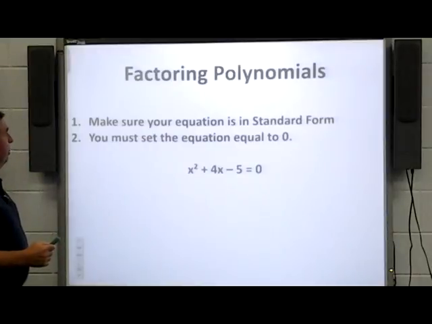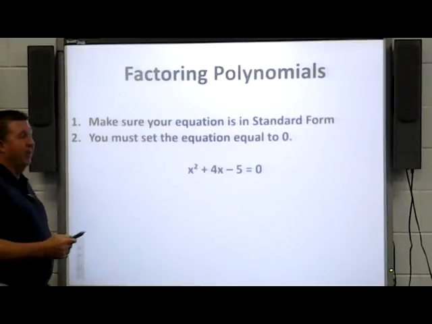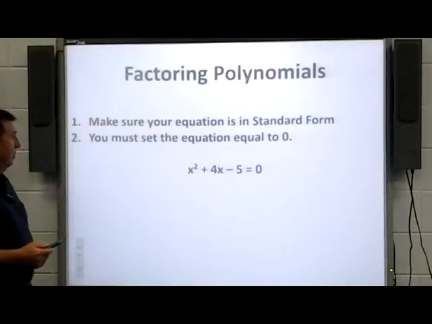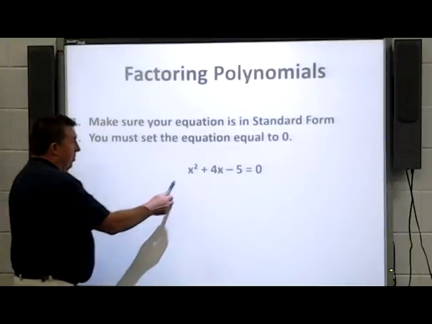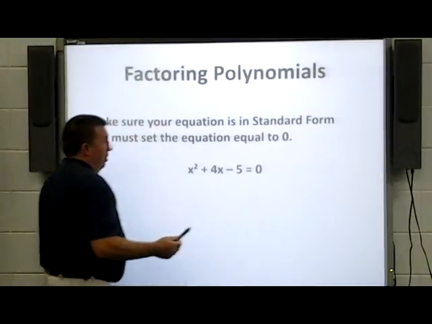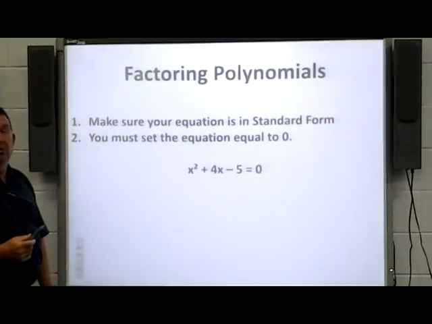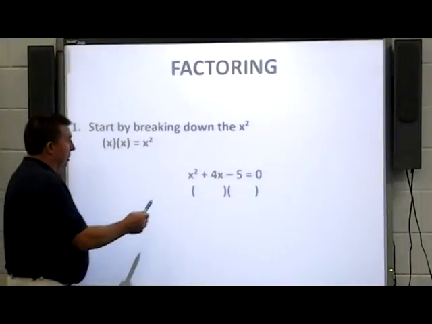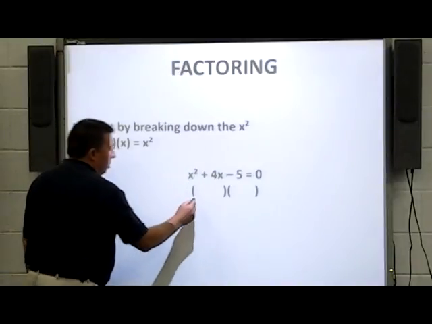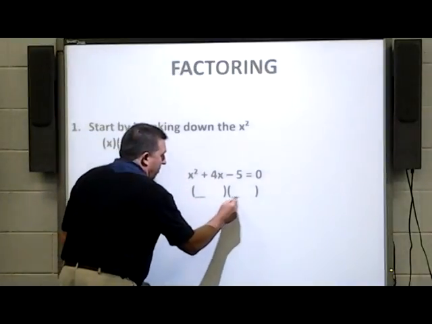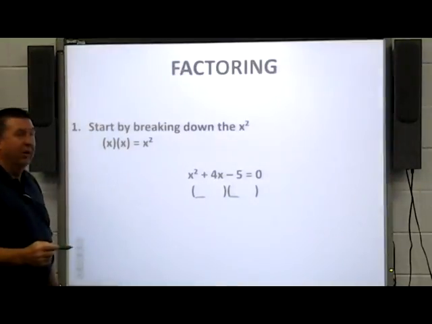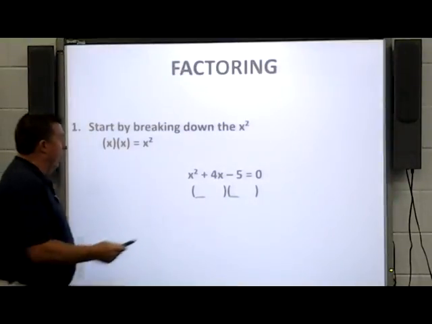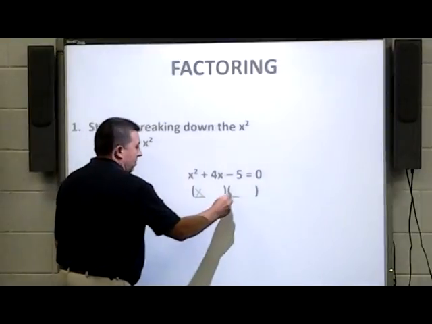So if I want to factor a polynomial, first of all I got to make sure it's in standard form, which this one is. And this is a trinomial. A trinomial generally factors into 2 binomials. So what I have to do is, to get this x squared, the first 2 terms in my FOIL have to multiply together to get me x squared. The only way to get x squared is x times x.